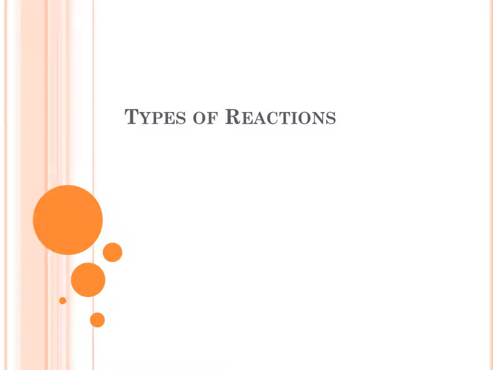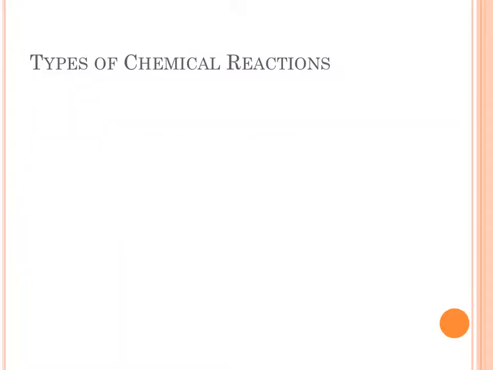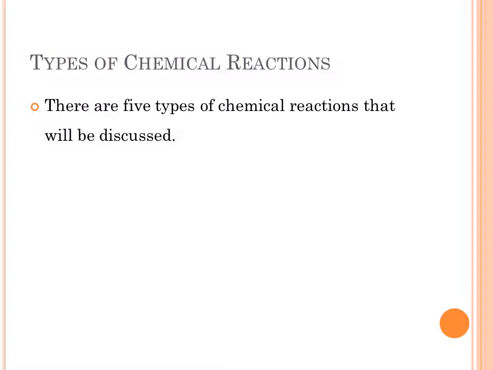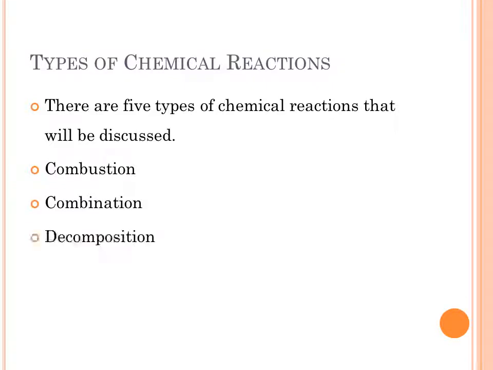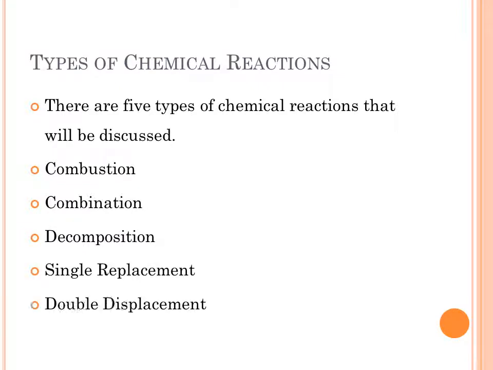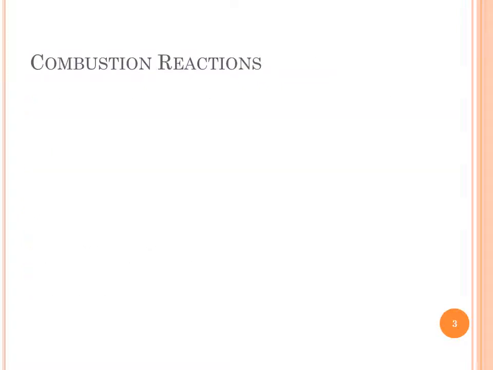This is a brief tutorial on identifying the types of chemical reactions. There are 5 basic types of chemical reactions we're going to discuss: the combustion reaction, the combination reaction, decomposition reaction, single replacement reaction, and double replacement reaction. So let's talk about the combustion reaction.